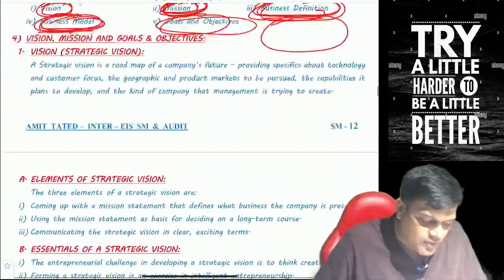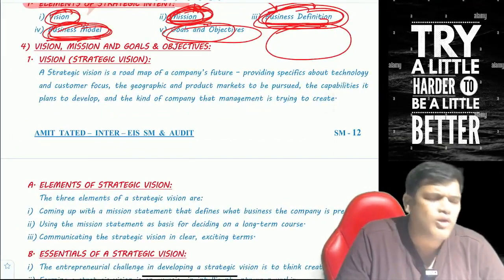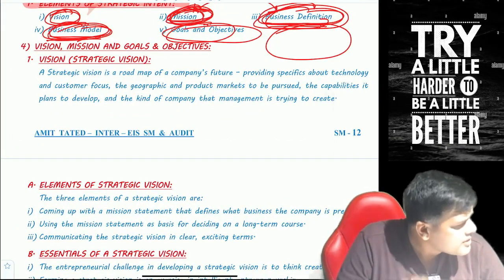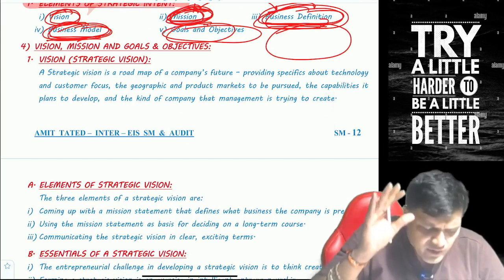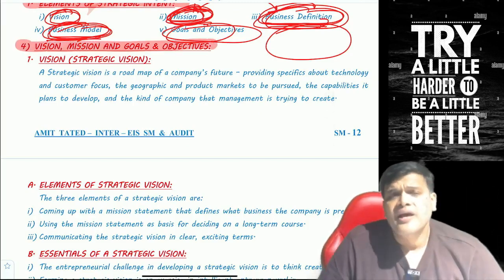So this is the third question we have discussed. Now we are coming to the last concept of chapter 3, and that is vision, mission, goals, and objectives. How many discussions come into the picture? The answer is very easy.